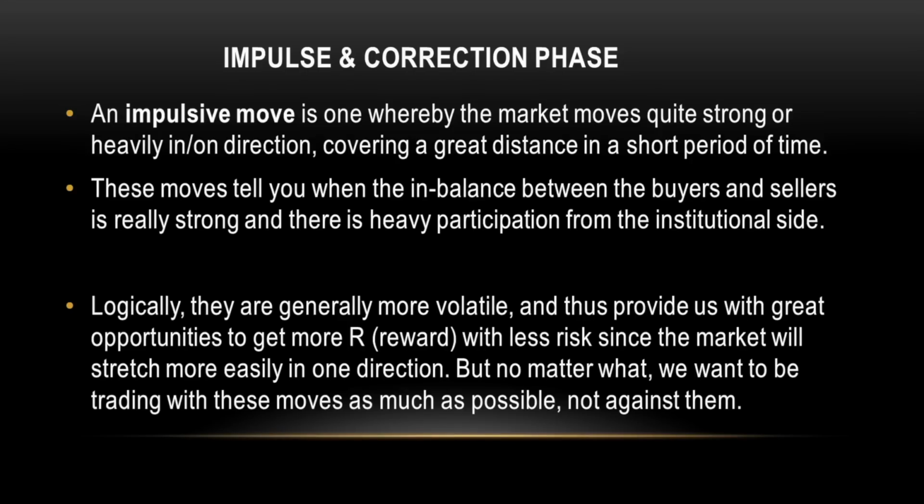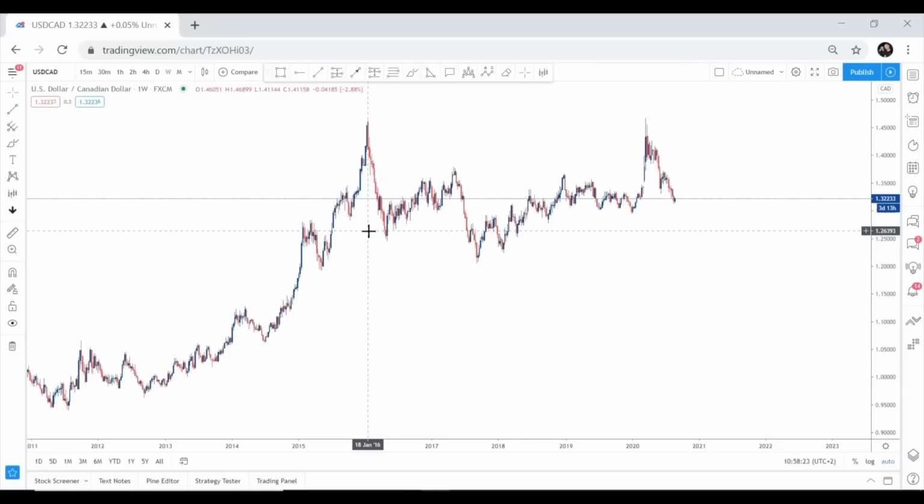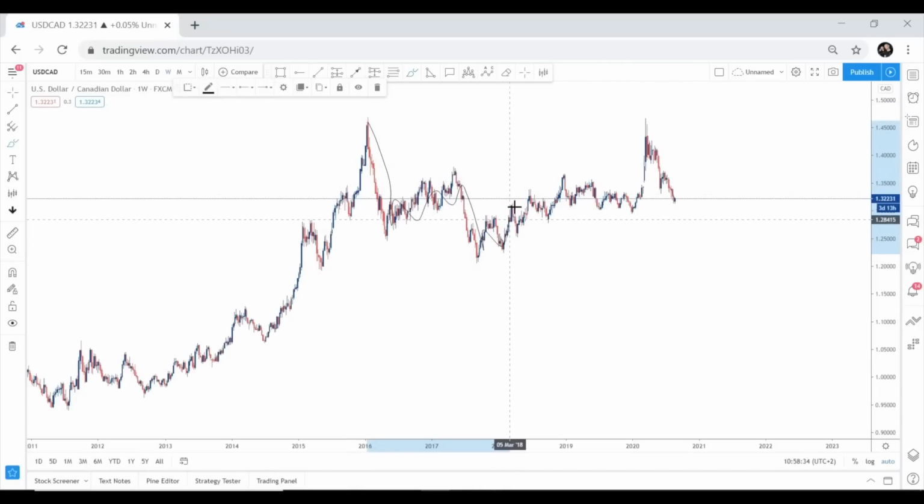So let's delve deeper into the charts, guys, for you to understand the impulse and corrections. We're going to be focusing on USDCAD to explain the impulse and correction. On a bigger picture, this is what we're looking for. This was an impulse move to the downside, and then this was a correction. This was an impulse move. Now this was a correction.